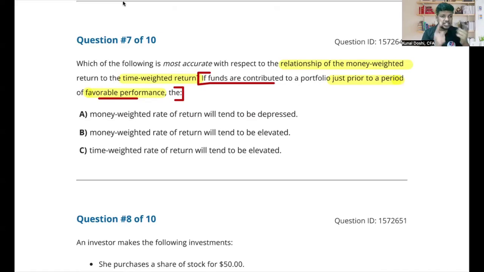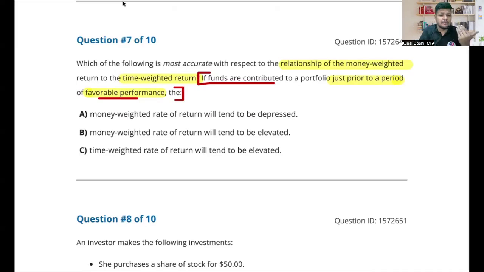Just before the bullish market, you put in funds. Good decision or bad decision? Everyone, first tell me. If the funds are contributed to the portfolio just prior to the favorable performance, meaning just when the market was going to take a flight upside, you put in more money. Was that a good decision or a bad decision?